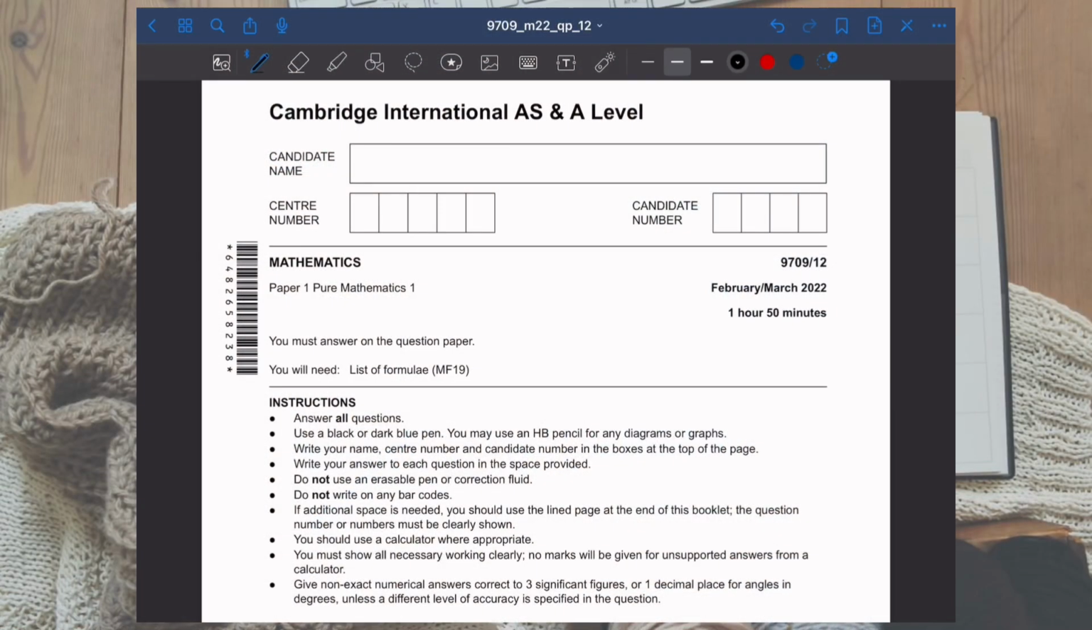Everyone, welcome to Study Jam. In this video, we'll be going through Cambridge A-Level Pure Mathematics 1, question paper 12 of February-March 2022.